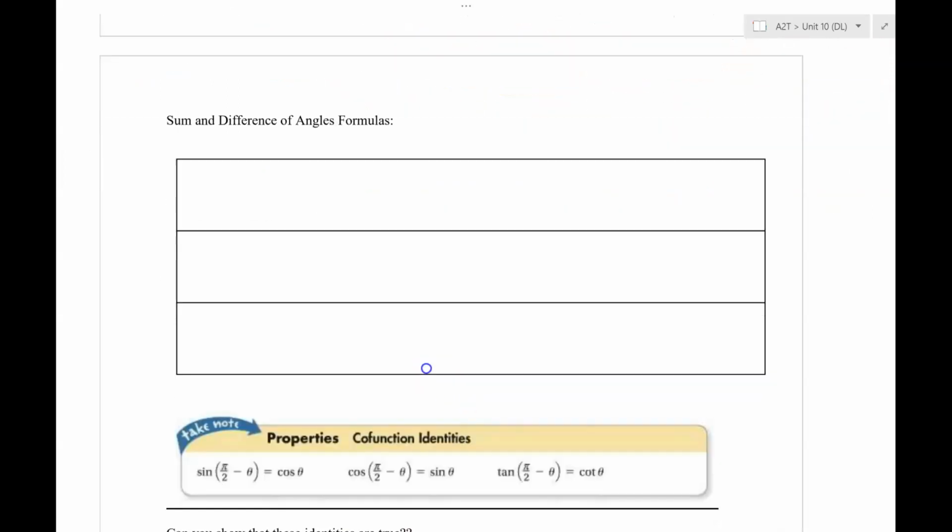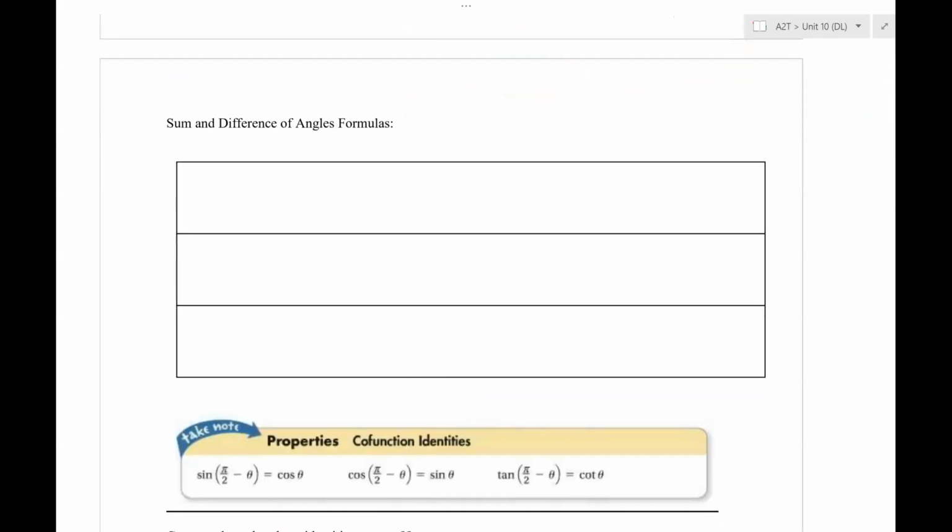Okay, so we're going to go down here for the sum and difference angle formulas. Where did it come from? It came from where we just showed you, which was amazing. So if I have the sine of alpha plus or minus beta, where alpha and beta are the two angles, it's going to look like this: sine of the first, cosine of the second, plus and minus, cosine of the first, sine of the second.